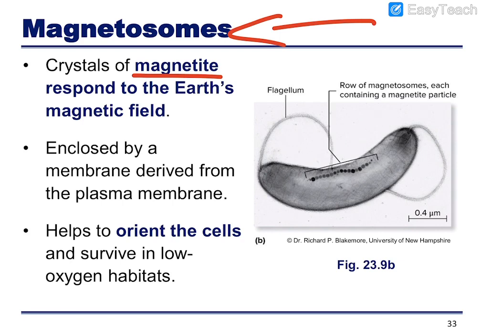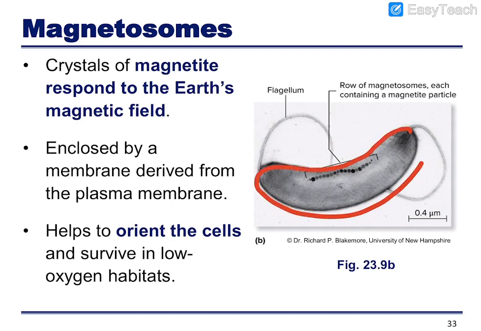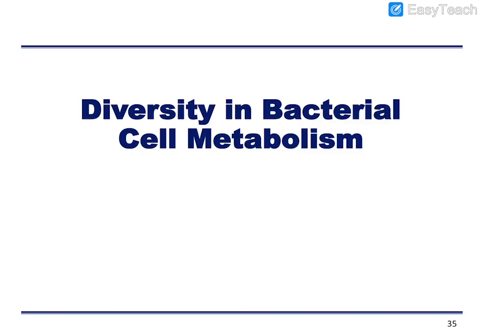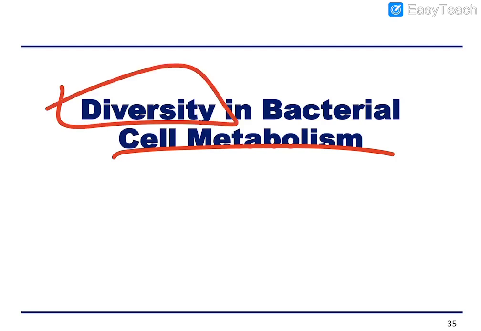So magnetosomes contain crystals of magnetite, which responds to the Earth's magnetic field. So in this photo right here, we have a photo of a bacteria with a flagellum, and inside the bacteria you can see this row of magnetosomes, and each magnetosome contains one magnetite particle. And they are enclosed by a membrane derived from the plasma membrane. Magnetosomes help orient the cells and survive in low oxygen habitats.